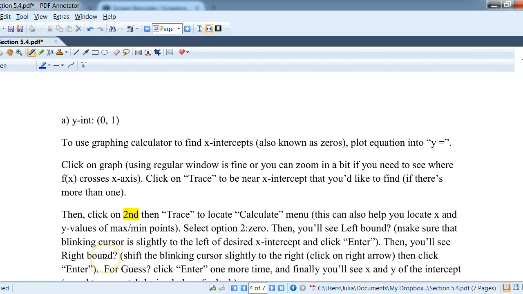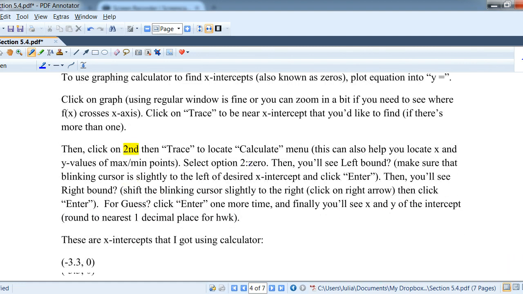Click enter. Then you'll see right bound with a question mark. Click the right arrow so you're a little bit to the right, and then again, click enter. The third one is guess, which is just a guess point. I usually just click enter at that point, and finally you'll get the answer.